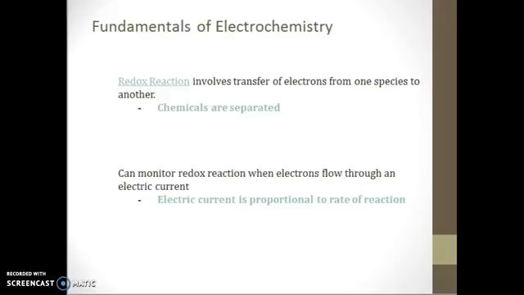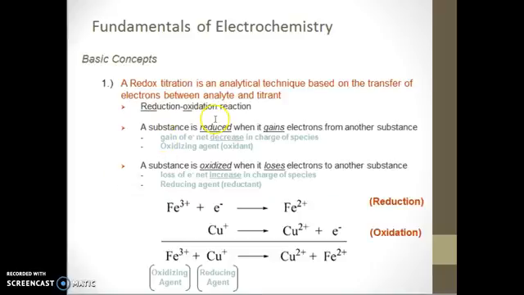Fundamentals of electrochemistry. A redox reaction involves the transfer of electrons from one species to another. When the chemicals are separated, we can monitor the redox reaction. The electrons flow as an electric current, and the electric current is proportional to the rate of reaction. So, some of the basic concepts.